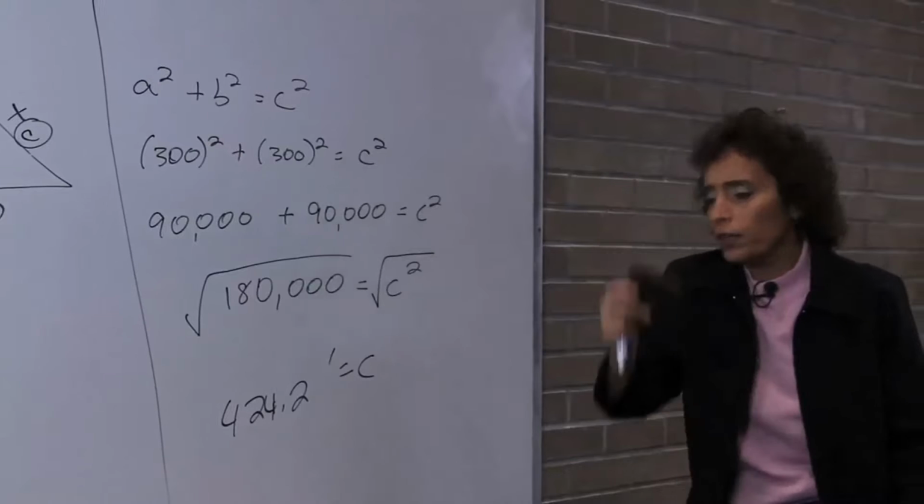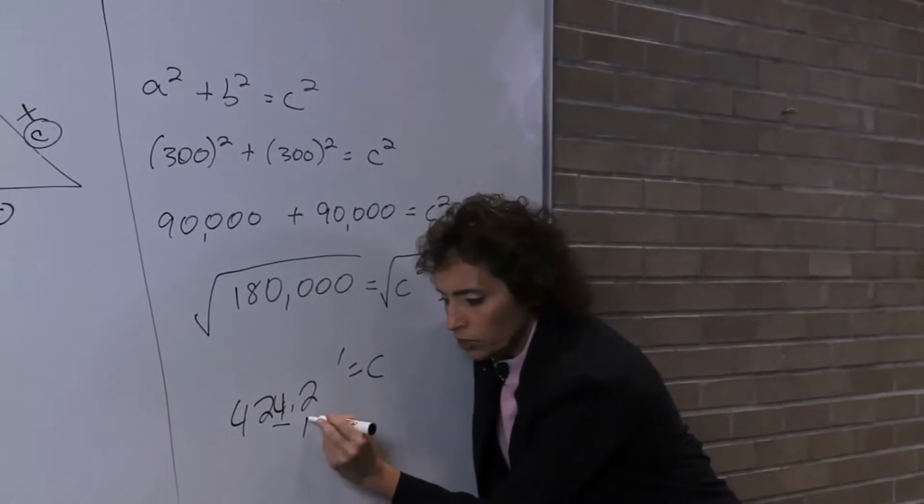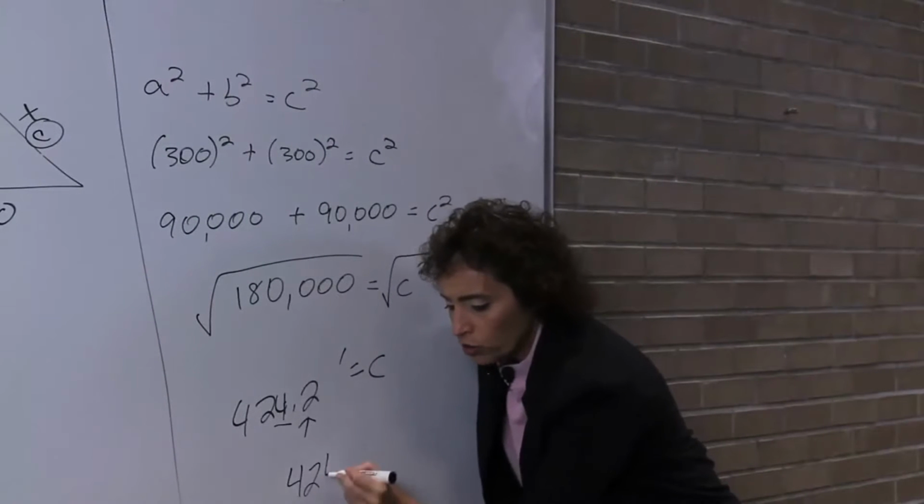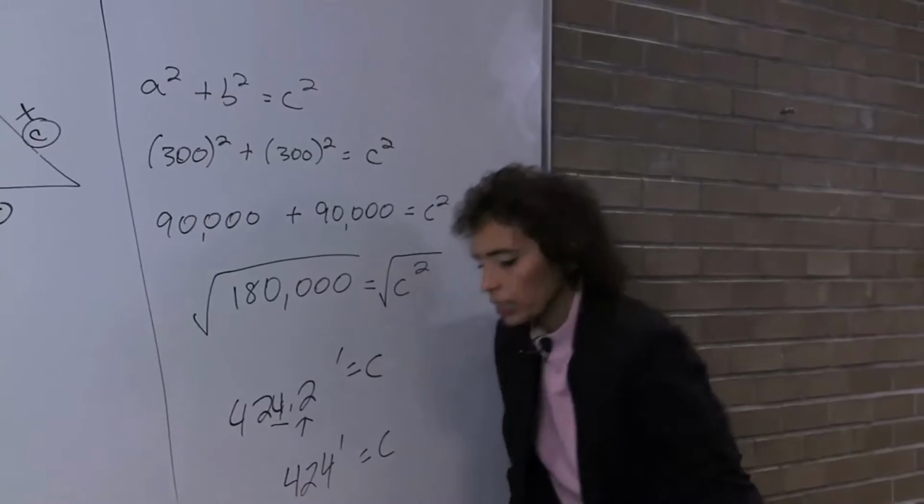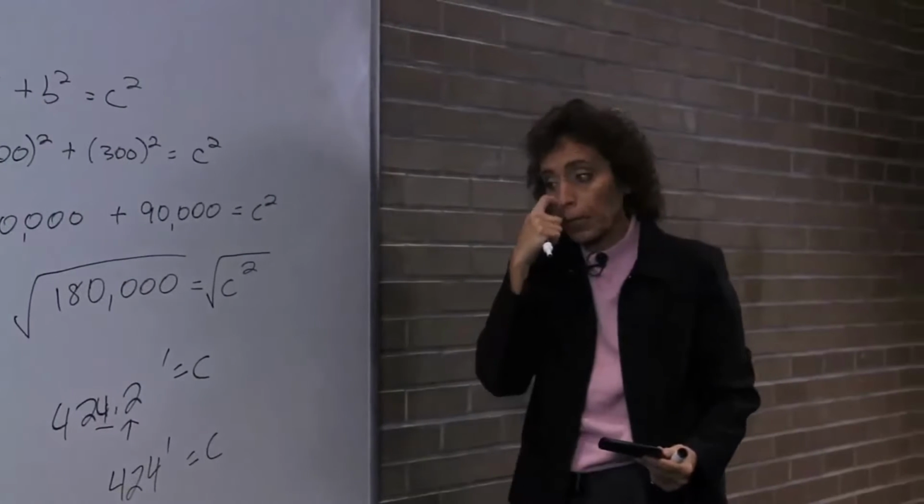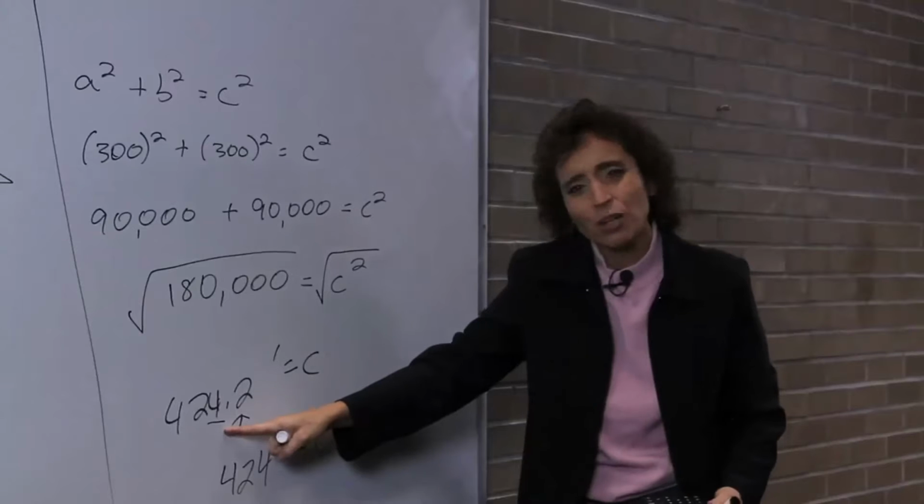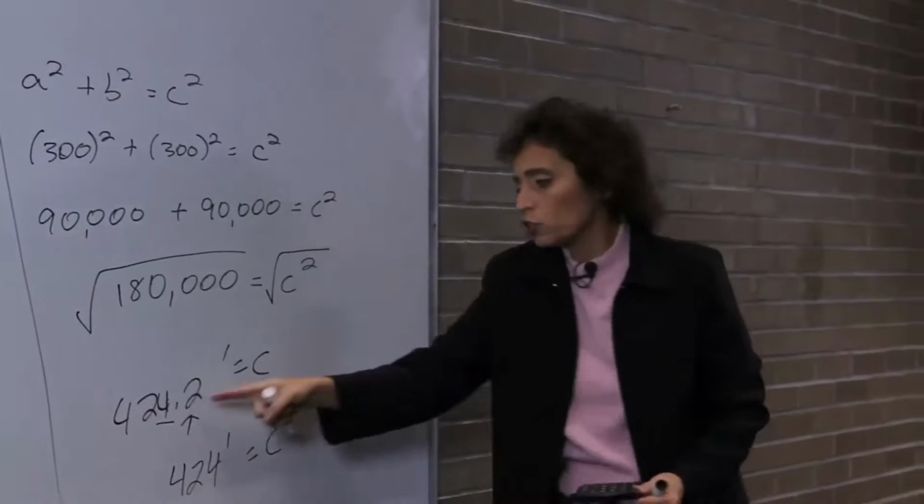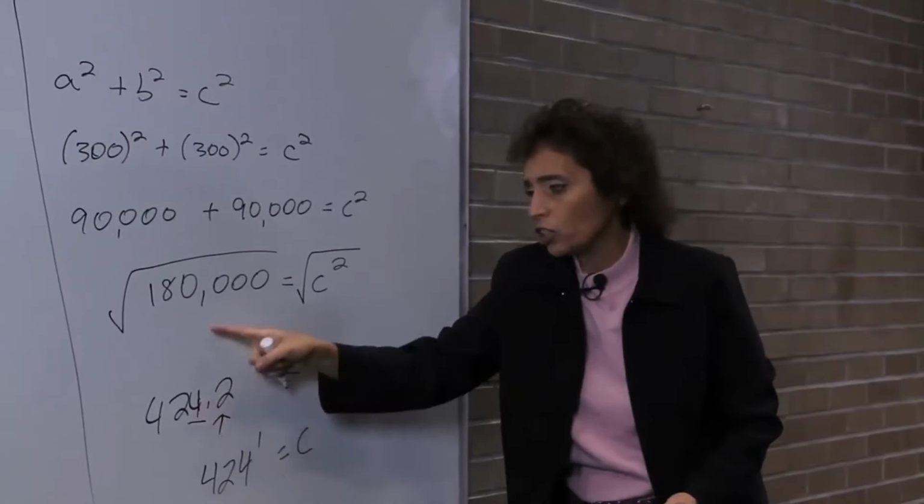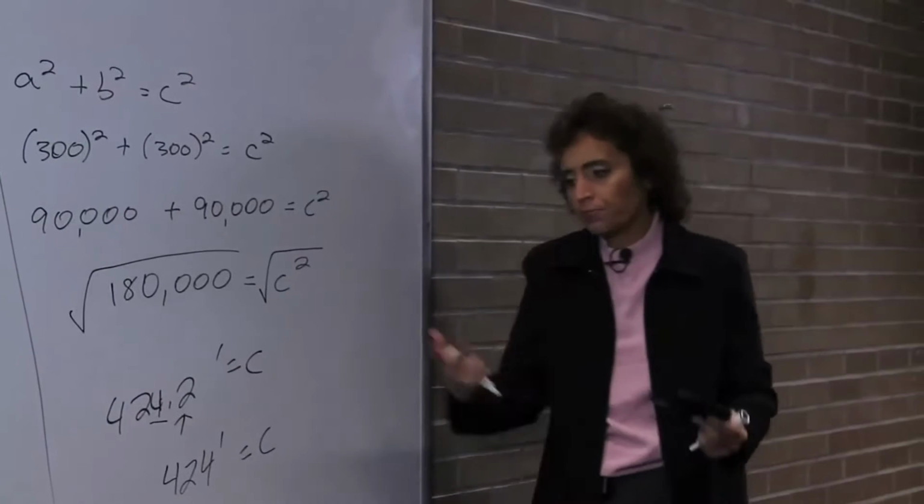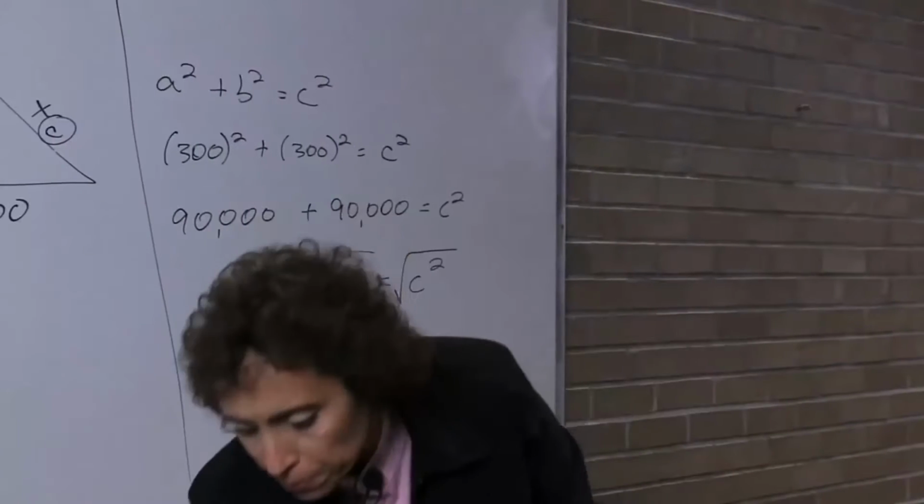All right, whole foot means I'm going to look at the ones place. That tells me to leave it 424 feet. That's how long that sidewalk has to be. Remember, it's rounded. So this number squared is approximately 180,000. Okay, and that's how you do that problem.